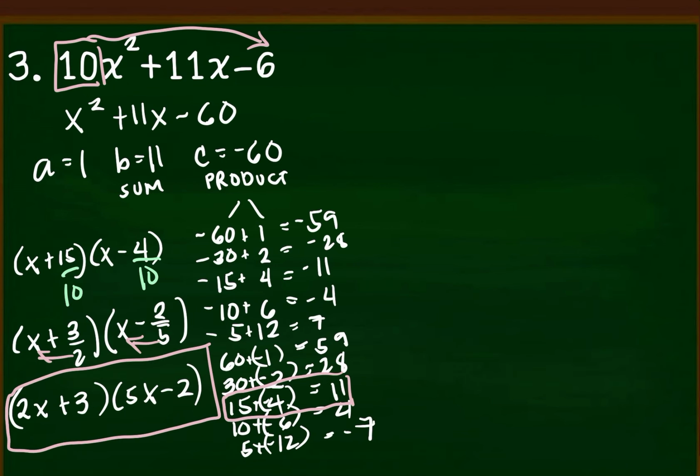So there you have it. This is how we factor the trinomial ax squared plus bx plus c, where the absolute value of a is greater than 1.